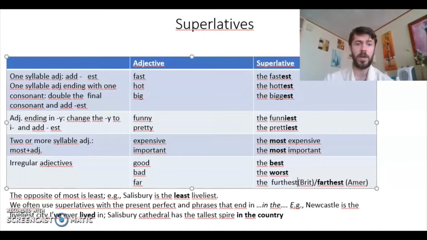And a few more things to think about. The opposite of most is least. So you may remember that I said Salisbury is the least liveliest. So just change most for least. We often use superlatives with the present perfect and phrases that end in the blah blah blah. For example, Newcastle is the liveliest city I've ever lived in. So that's the present perfect, right? Have, I have, I've, and then lived, the past participle. Salisbury Cathedral has the tallest spire in the country. So that's a phrase that ends with in the something, right? So that's typical with superlatives.